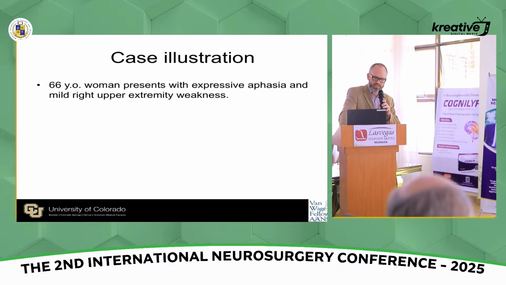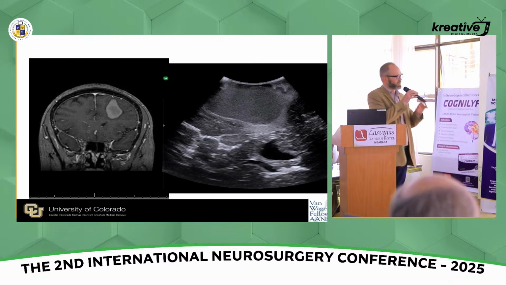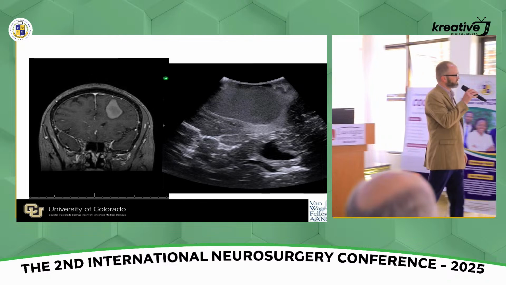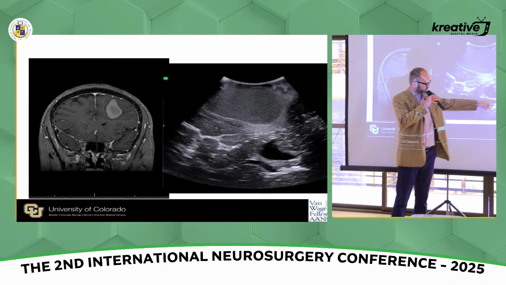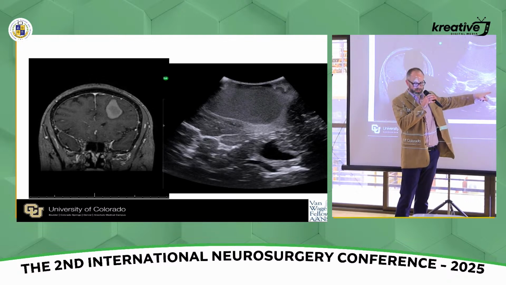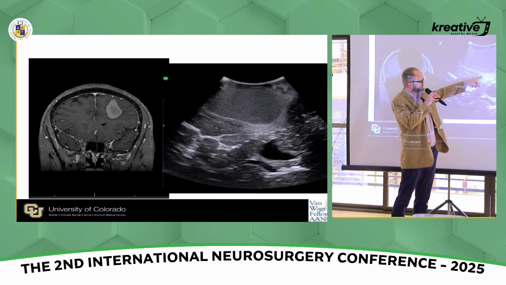This is a 66-year-old woman who had an expressive aphasia and mild right upper extremity weakness, and she had this lesion on MRI, which was non-enhancing and cystic. And what you can see on the ultrasound image on the left, this is also a coronal view, but it's tipped on its side. So you see here, here's the interhemispheric fissure. These are the two lateral ventricles. And this is the lesion, which is on the left side.